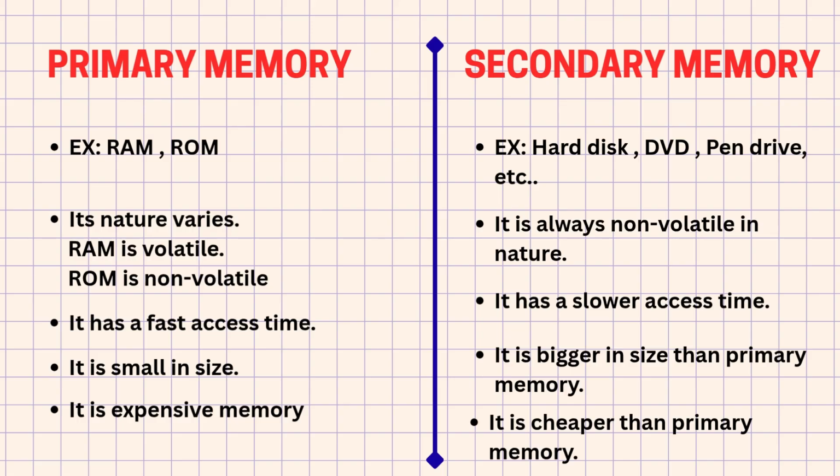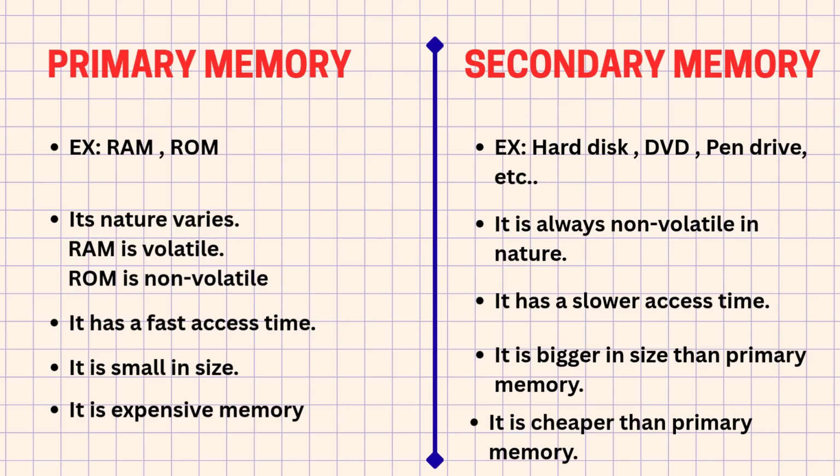Secondary memory devices include hard disks, DVDs, pen drives, and more. They are non-volatile, so they retain data permanently. Although they have slower access speed, they offer larger storage capacity and are much cheaper than primary memory. Secondary memory is ideal for storing files, programs, and backups.